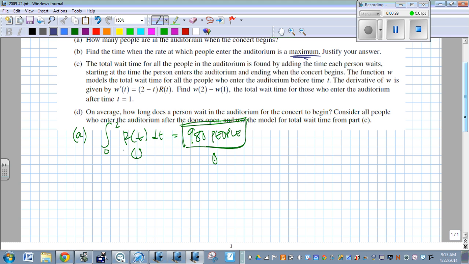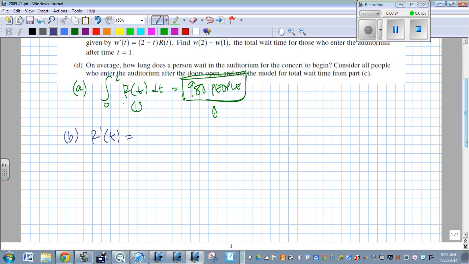So let's take a look at part B. We need to look at the derivative of r of t. Now, this is one we could do by hand. It's not a very difficult question, right? Not a difficult function. So if we took the derivative of our function, we get 2,760t minus 2,025 times t squared.